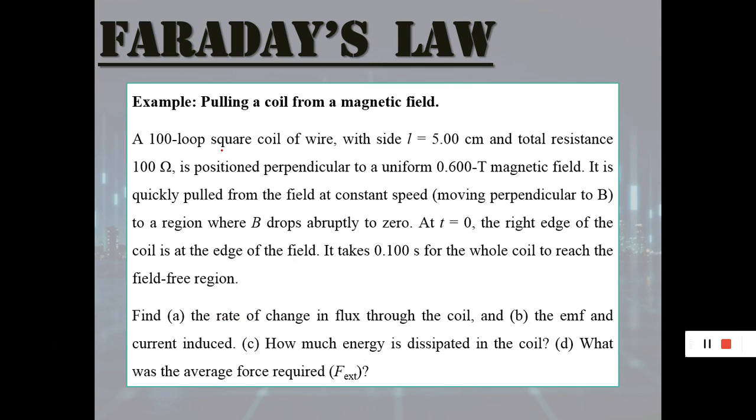So first of all, let us jot down the parameters involved. A 100 loop square coil of wire, so this is the N. Which side L? Obviously this is the L, but you need to change to meter, so it will give you 0.05 meter. And total resistance 100 ohm, so this is the total resistance, the R.